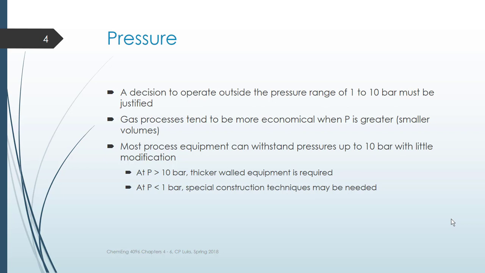So first, let's look at pressure. A decision to operate anywhere outside the pressure range of 1 to 10 bar has to be justified. Gas pressures tend to be more economical when you have larger pressures because you end up with a smaller volume. But too high is going to cause a requirement for thicker walled equipment, sometimes specialized construction techniques for lower pressures if you're going to be pulling a vacuum. And so therefore we want to try to keep it in that 1 to 10 bar range.